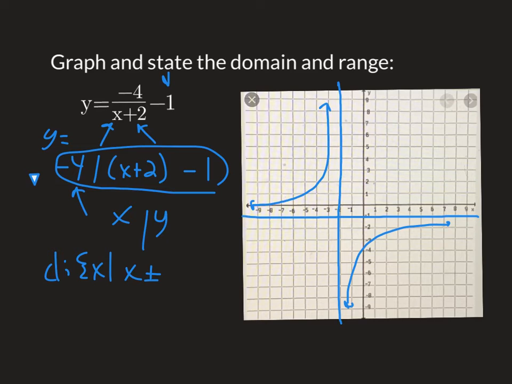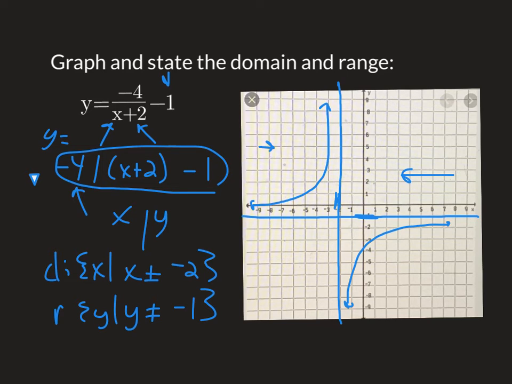Domain. Your domain is going to be all x, except for x cannot equal... Now look, x is going left and right. It skips everything. It's everything except for -2. And the range is going to be all y's except for y cannot equal -1. That's the y that it skips, is -1. Notice it skips -1 on the y-axis.